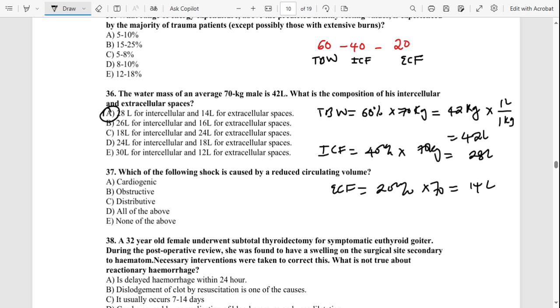The last type of shock is the obstructive shock, where there is a physical obstruction to blood flow either back to the heart or away from the heart. So, what are some of the examples that can cause obstructive shock? Things like pulmonary embolism, which is a physical obstruction, tension pneumothorax, and cardiac tamponade, where there is blood in the pericardium, so the heart cannot really contract to push blood away. So all those are causing obstruction. Okay, so we have to be aware of that.